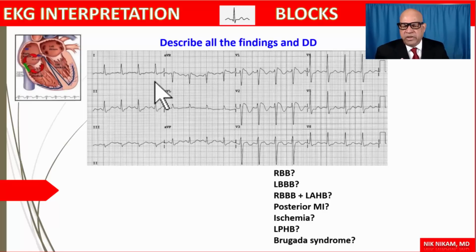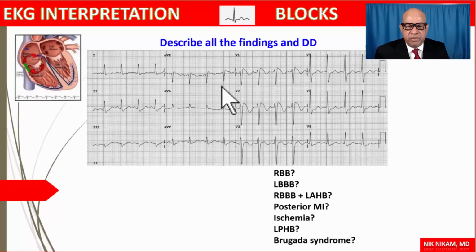So here we are seeing a sinus rhythm. Then we have a weird pattern which I showed you in the previous slide with J point elevation with a convex ST segment blending into the T waves, and this is a case of Brugada syndrome.